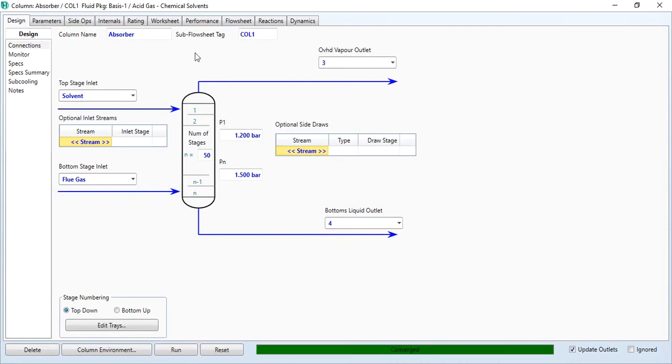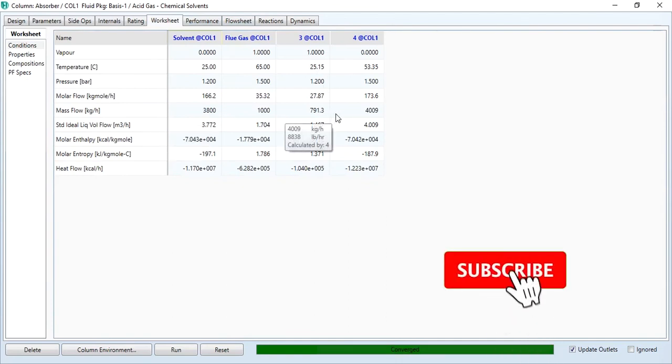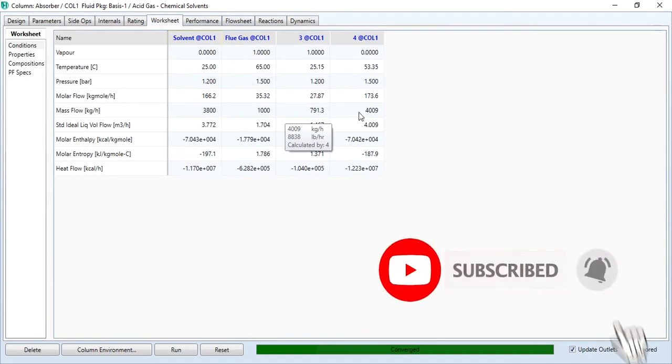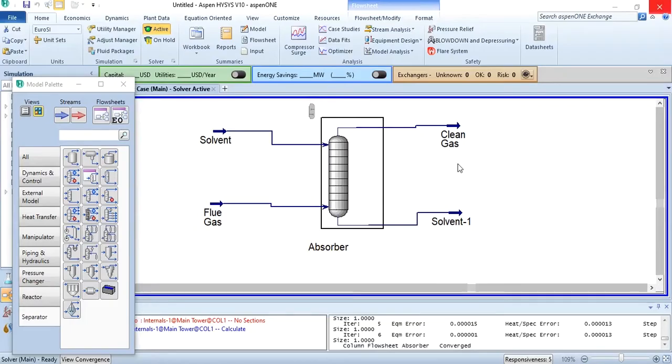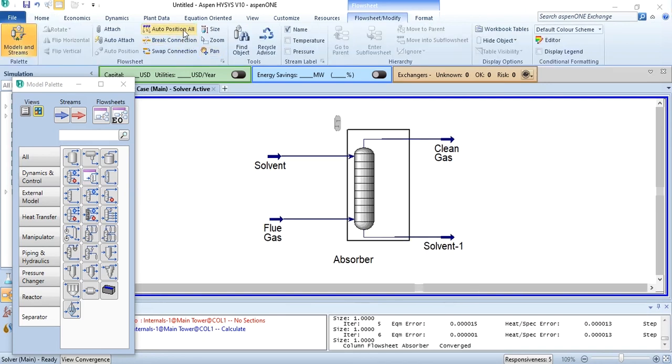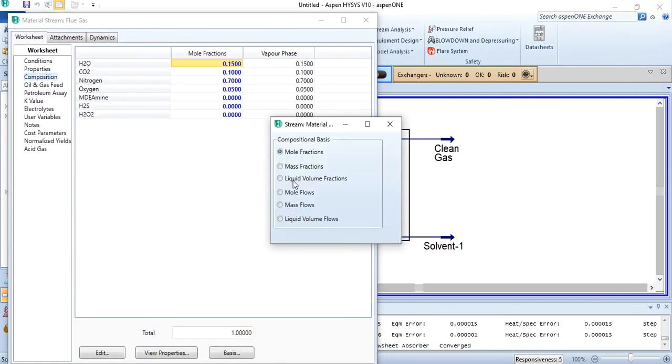and it has converged. So clicking on worksheet, as you see the 3800 kg per hour solvent is entering while the solvent leaving is 4009 kg per hour. Similarly, for flue gas, 1000 kg per hour was entering while the leaving is 791.3 kg per hour. So I have labeled these as clean gas and solvent 1, and I will adjust the flow sheet using auto position all. Now I will click on flue gas and going to composition in basis I will go to mole flows.